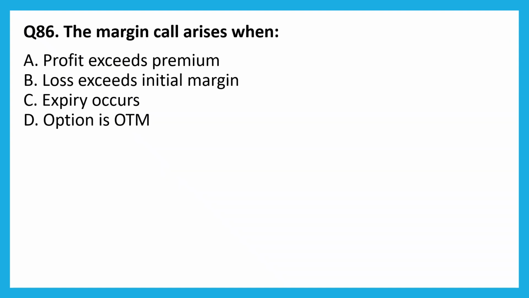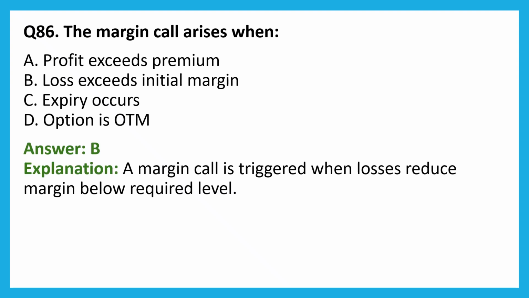Next question. The margin call arises when option A profit exceeds premium, option B loss exceeds initial margin, option C expiry occurs and option D option is OTM. Correct answer is option B loss exceeds initial margin. A margin call is triggered when losses reduce margin below required level.